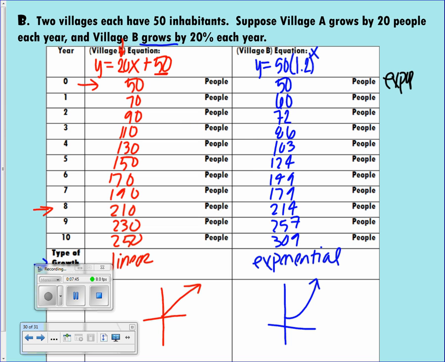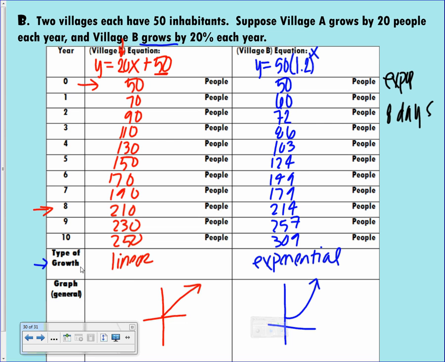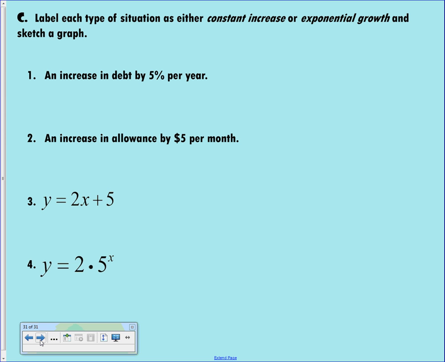Population growth is the most common use of exponential functions, because populations don't fluctuate normally. And then when will populations be equal? So we said about 8 years is where that changes. Okay, so let's go ahead and try our one last example, example C. Label each type of situation as constant increase or exponential growth, and then sketch.